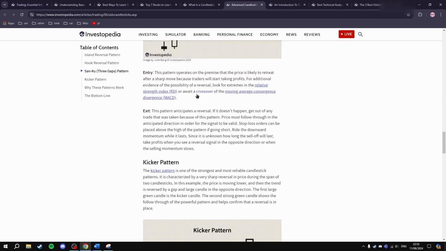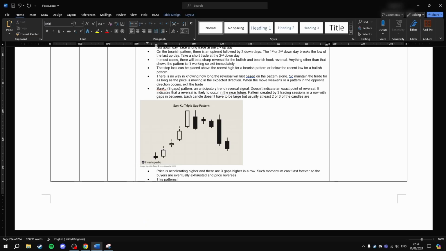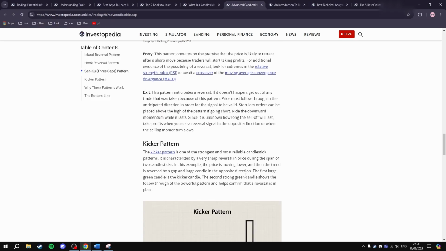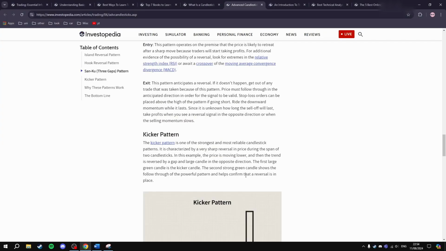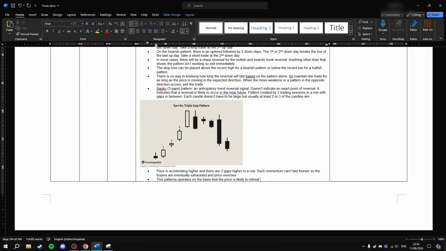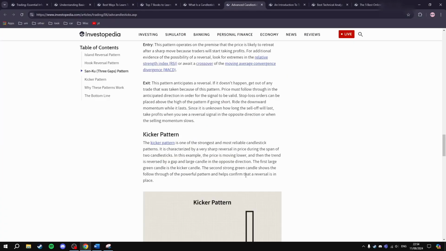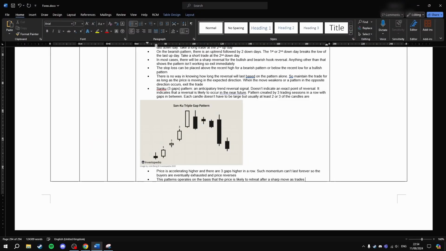Entry: this pattern operates on the premise that the price is likely to retreat after a sharp move, because traders will start taking profits.